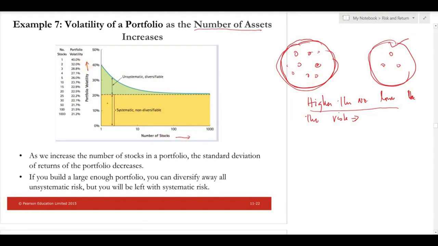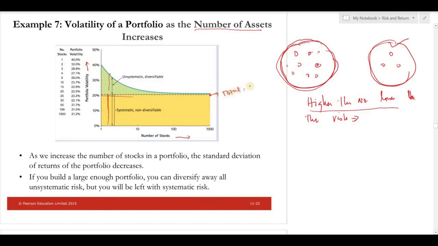So the total risk would be systematic plus unsystematic. So that would be your total risk. Okay. So as we start adding stocks in the portfolio, the systematic risk will remain constant. It means the market risk won't change. However, if you see, the unsystematic risk will start decreasing and we will be left with only one risk, that is systematic risk.